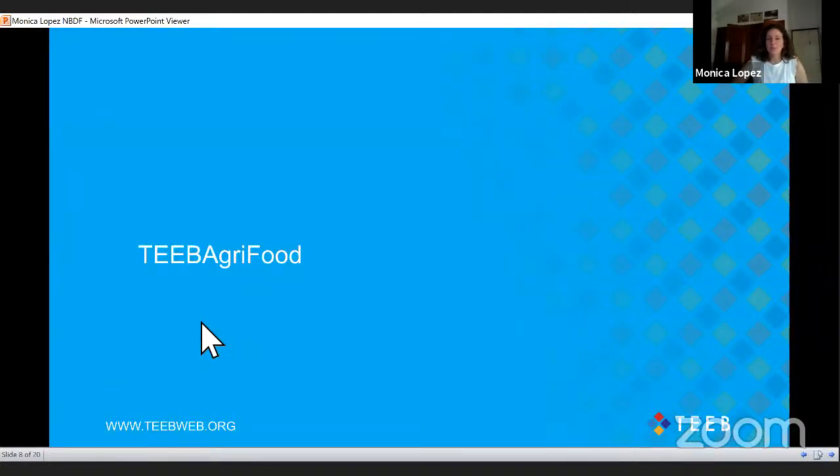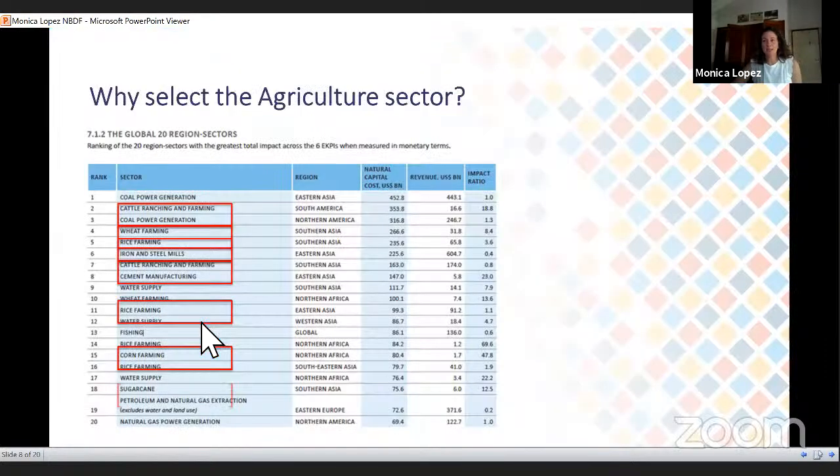So maybe I'll just dash off now into what TEEB Agri Food is, how we started it and why it came about. Next one, please. So the main reason is why did we decide to work with the agriculture sector? If you see here, the sectors that have the biggest link between environment and the biggest cost for the natural capital are those that are linked to agriculture.